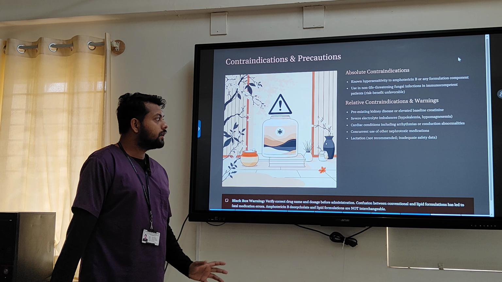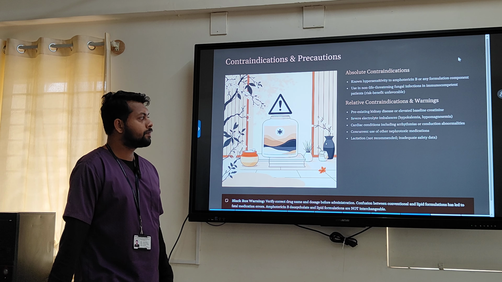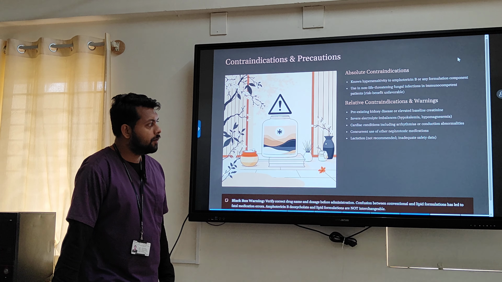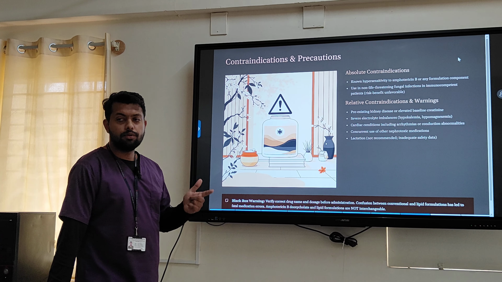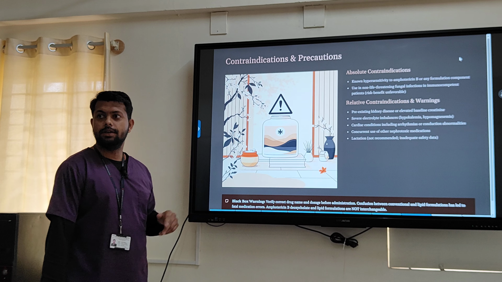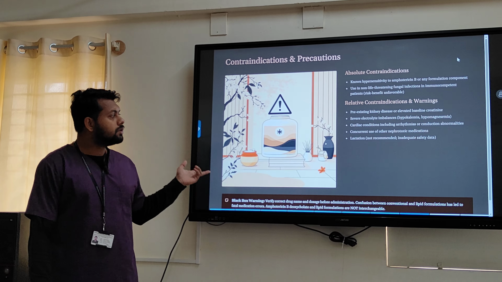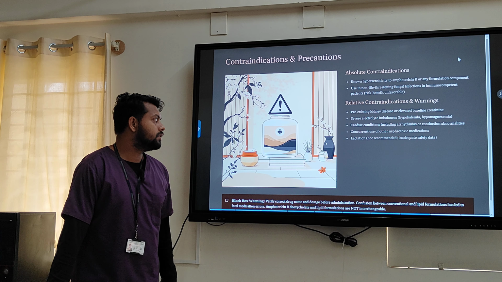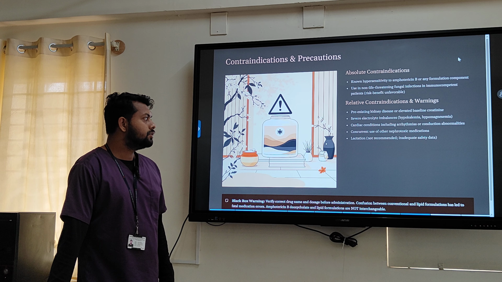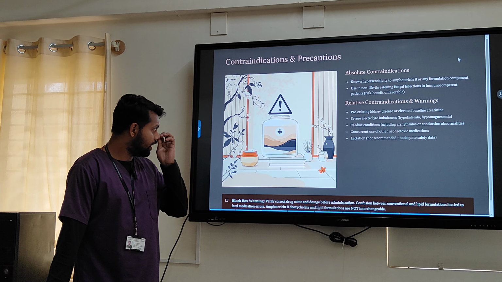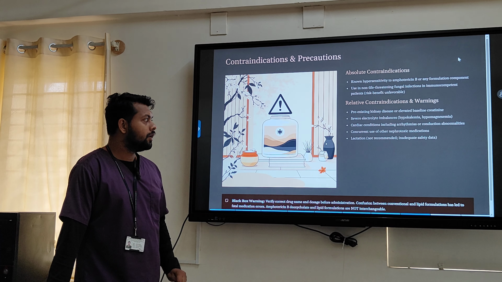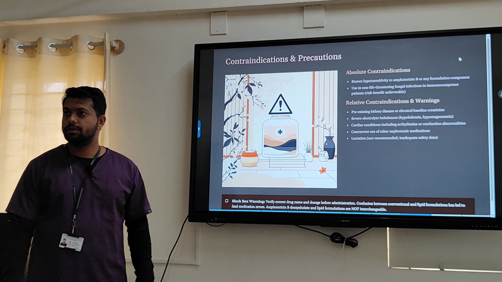And if there are cardiac conditions such as arrhythmia, conduction abnormalities, as we know, hypokalemia and hypomagnesemia both can cause cardiac complications, arrhythmia. So this drug should be avoided in this cardiac condition also. And concurrent use of other nephrotoxic medication should be avoided. And lactation is not recommended, and data is also not sufficient.